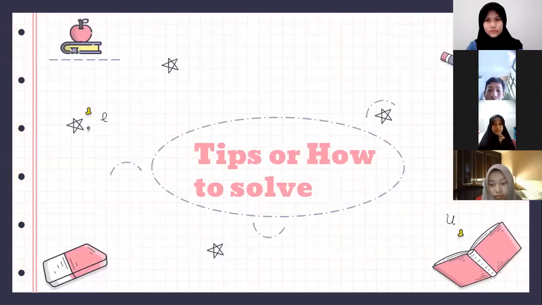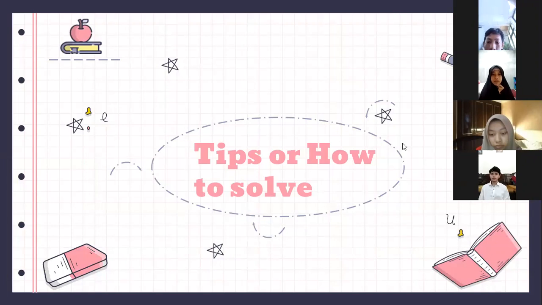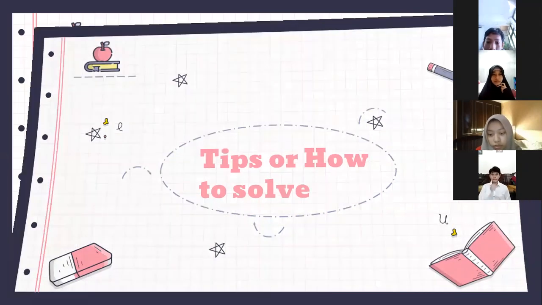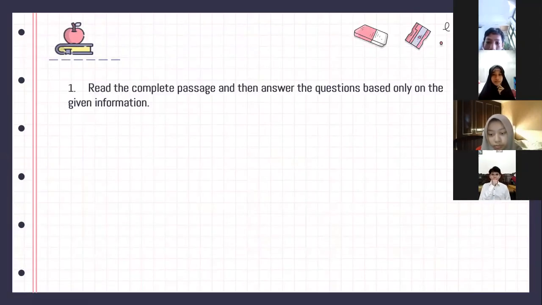The next is Hafsa. Okay, I am Hafsa. I will explain some tips on how to solve true, false, and not given questions. The first one is read the complete passage and then answer the question based only on the given information. It means you have to ignore anything you already know about the topic and not make assumptions. Base your answer on the text only.